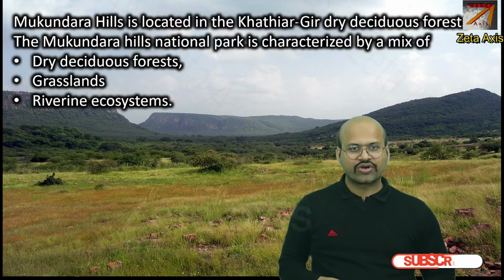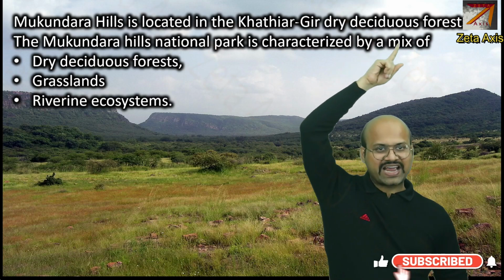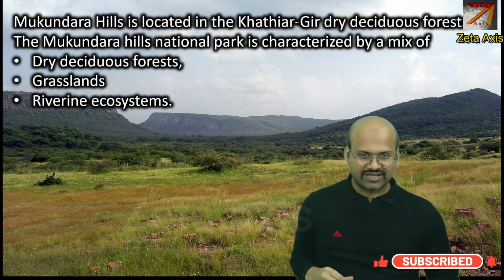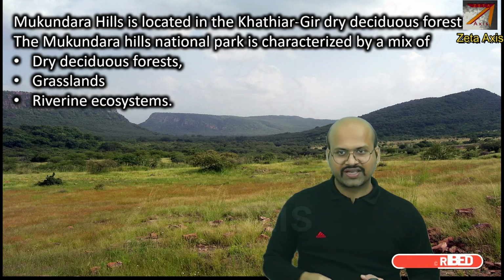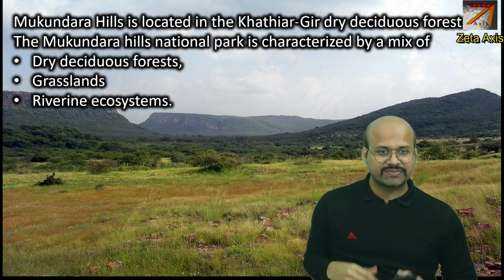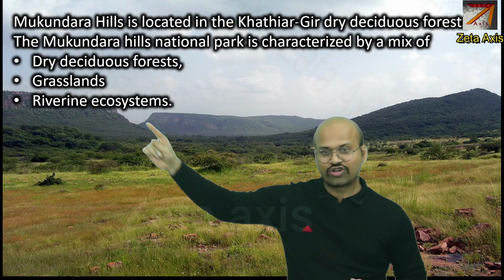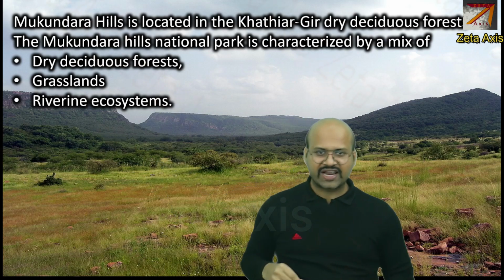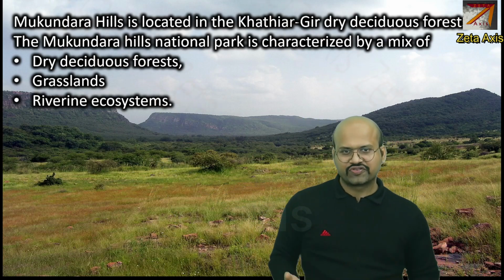The Mukundra Hills is located in the Kathiawar Gir dry deciduous forest environment. So basically the predominant environment here is dry deciduous forest. There are some grasslands as we have discussed and there are some rivers which flow through this region. Therefore it also has a riverine ecosystem. There are actually 4 small rivers which flow through the national park.